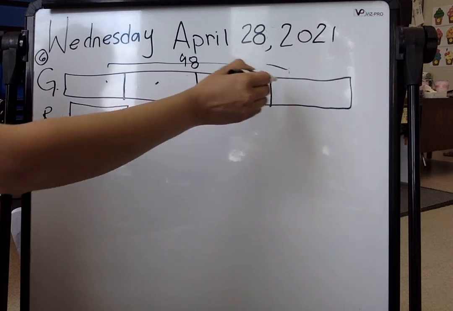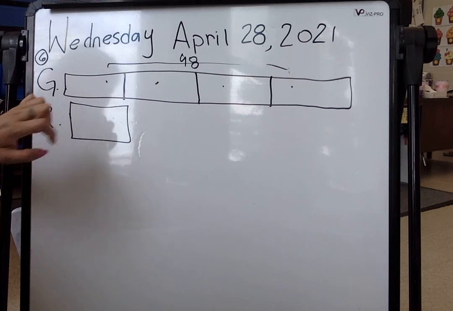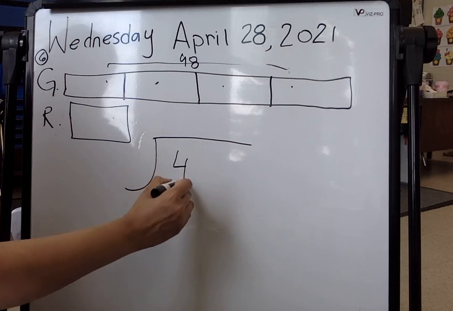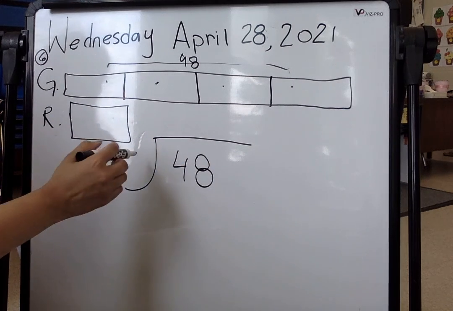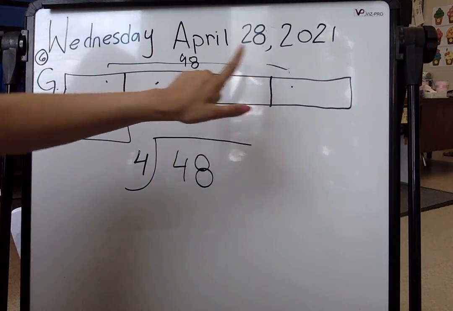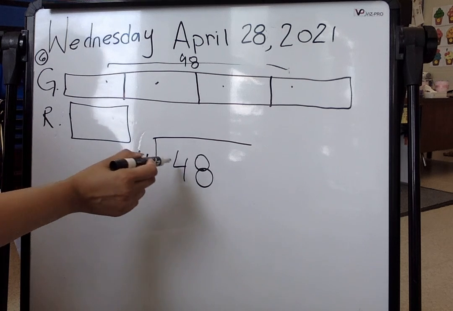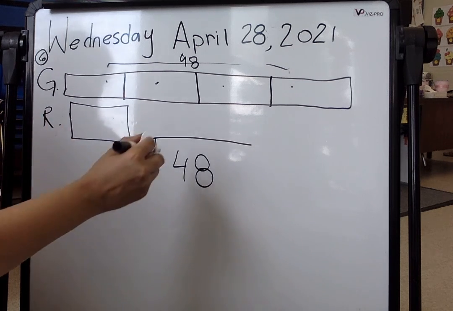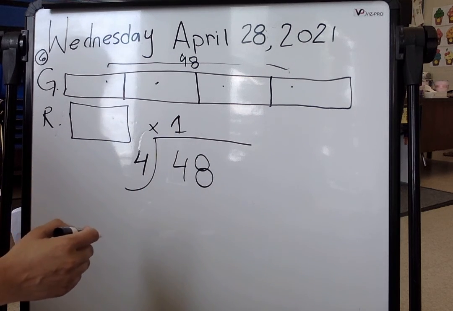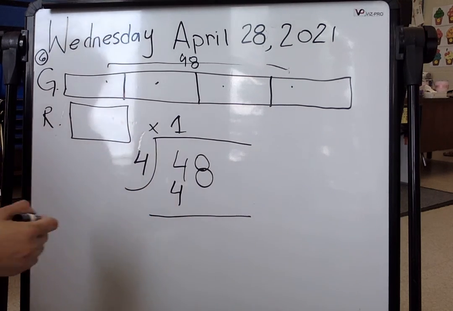And how many bars are there? There are 4 bars, and we're trying to find out 1 bar. What is this 1 bar worth? So we are going to do 48 divided by 4, and that will give us the worth of each bar, so we'll find out how much Ryan collected. How many 4s do I need to make a 4? I need only 1, right? Then I do a little multiplication sign to remind me that I need to go back and multiply. So 4 times 1 gives me 4.